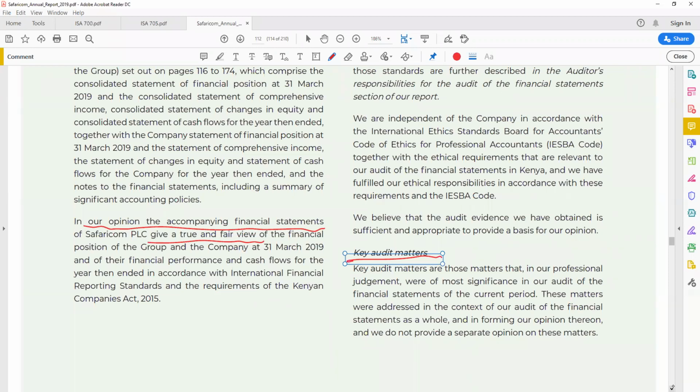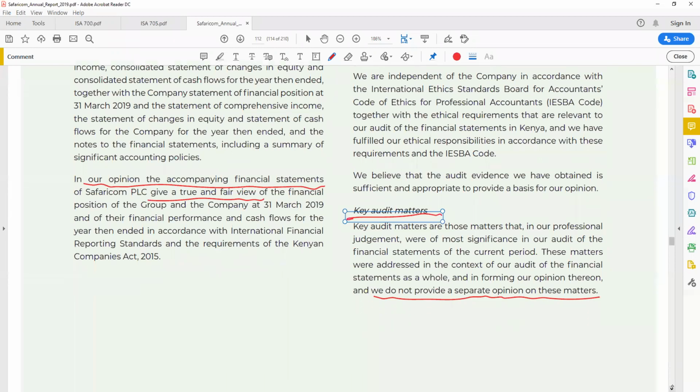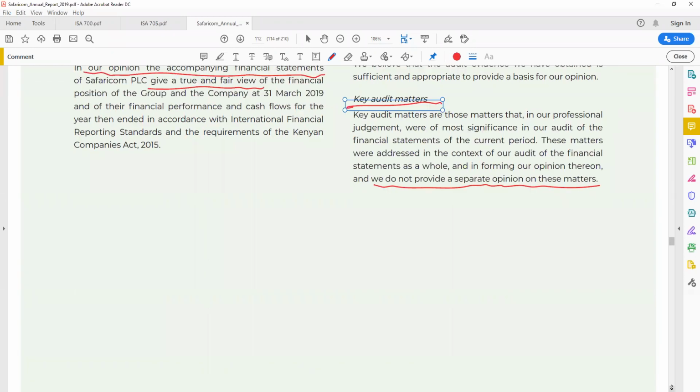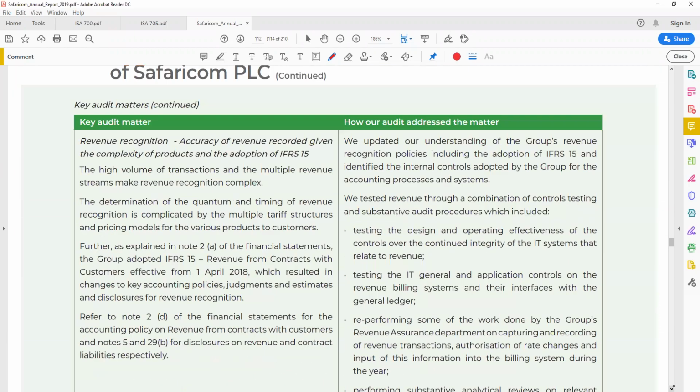Now you describe them. Here we do not provide a separate opinion on these matters. Then down there you describe what these matters are, what you think the users will become aware of. For Safaricom, the key matter is on revenue recognition. You discuss what the matter is and how the audit addressed the matter.